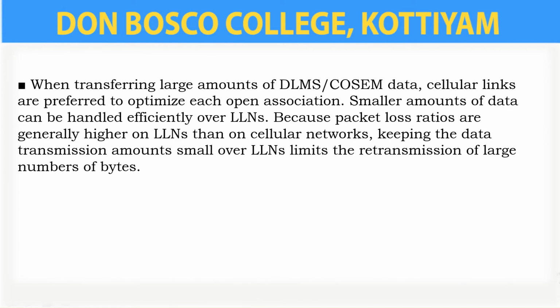And the third thing we have to consider when transferring data from source to destination is that when transferring a large amount of DLMS and COSEM data, cellular links are preferred to optimize each open association. Smaller amounts of data can be handled efficiently over LLN because packet loss ratios are generally higher on LLN than on cellular networks. Keeping the data transmission amounts small over LLN limits the retransmission of a large number of bytes that may occur.